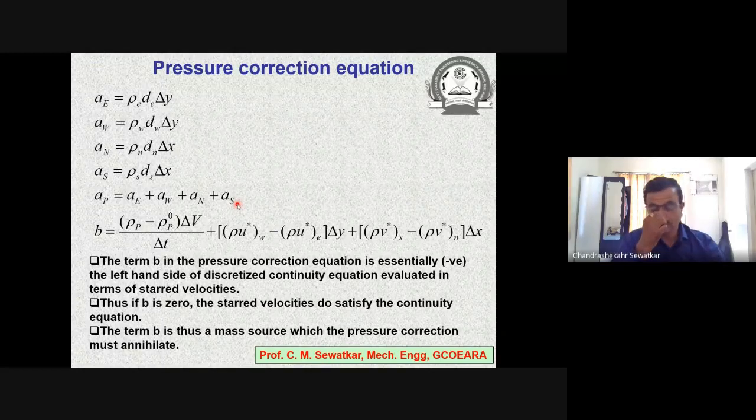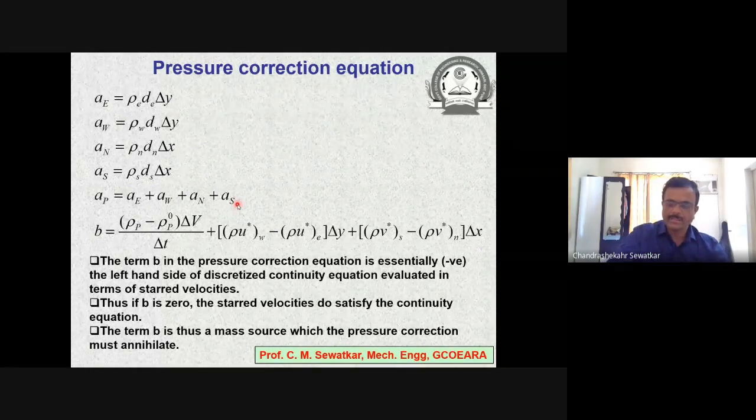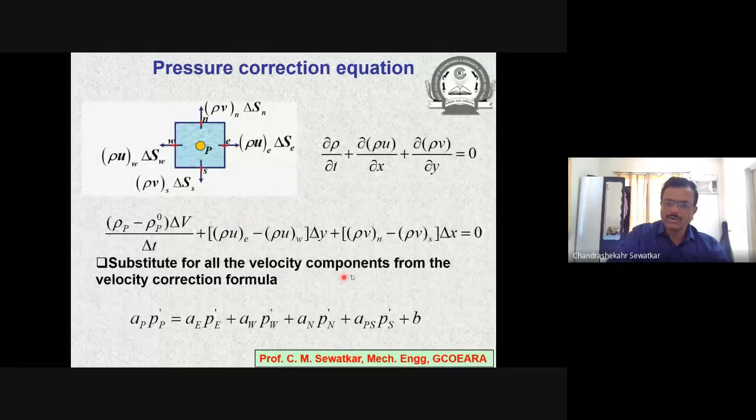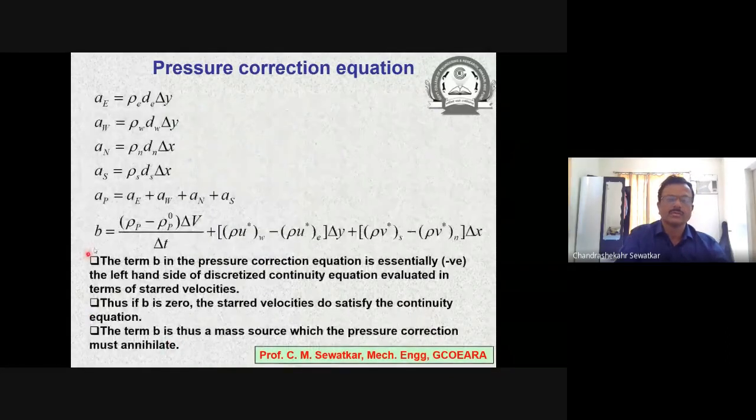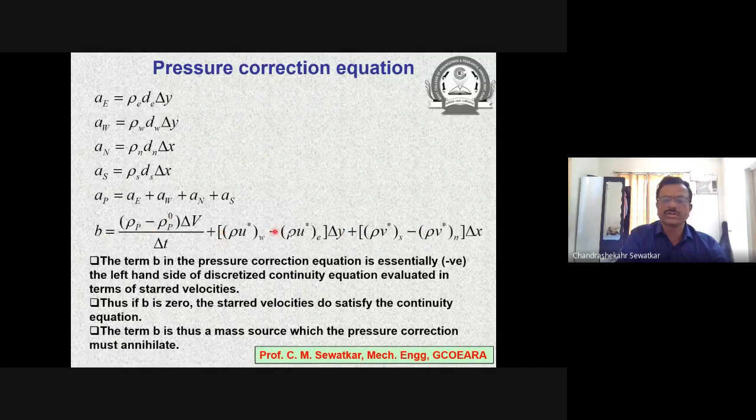And surprisingly, the quantity B turns out to be this quantity. What is this quantity? Can anybody tell me by putting on their mic? What does this quantity represent now?